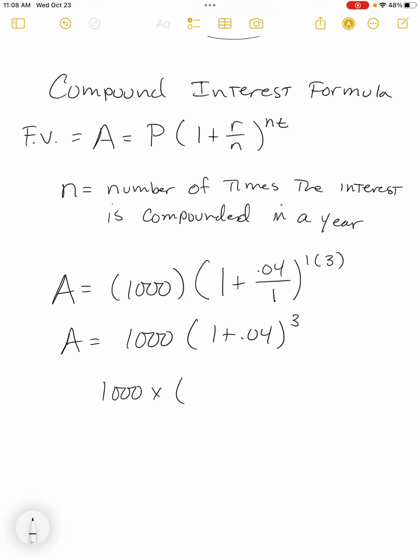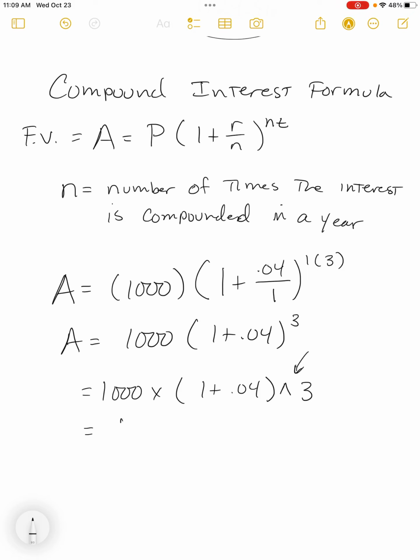1,000 times, open parenthesis, 1 plus 0.04, close parenthesis, raised to the third power. This symbol right here, this little triangle type symbol that doesn't have a base, is what's on my calculator for raised to a power. And so you want to find whatever button raises to a power. But we just type it in, 1,000 times, open parenthesis, 1 plus 0.04, close parenthesis, raised to the third power.